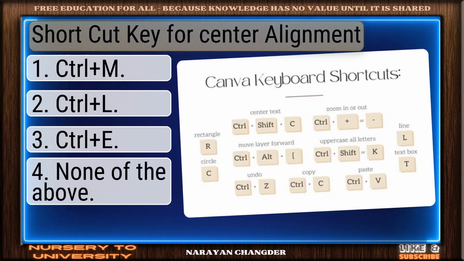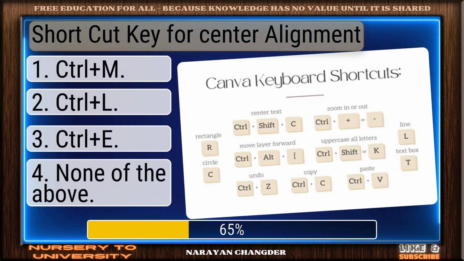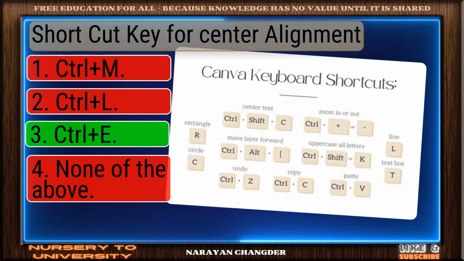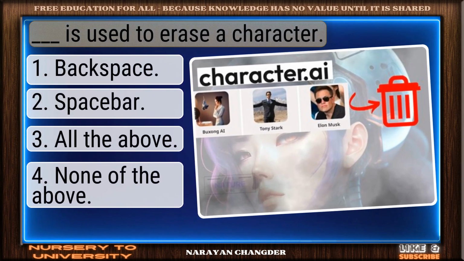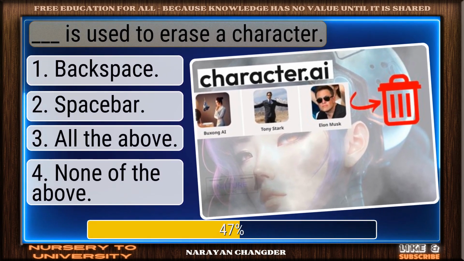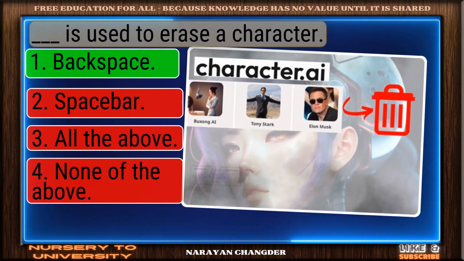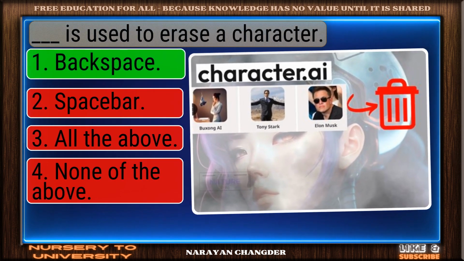Shortcut key for center alignment. Correct. Ctrl plus E is the right answer. Dash is used to erase a character. Well reasoned. Backspace is the correct choice.